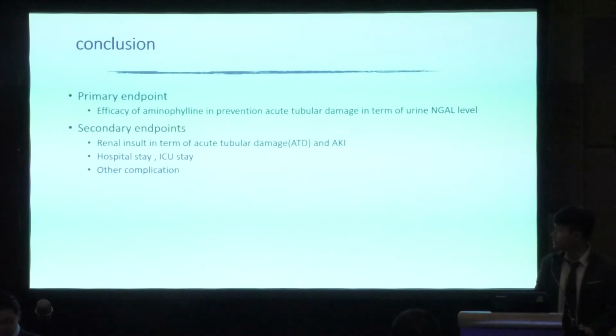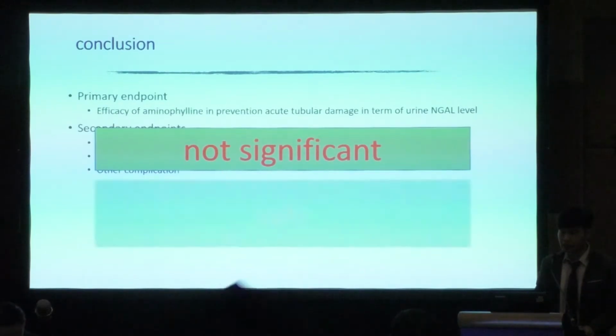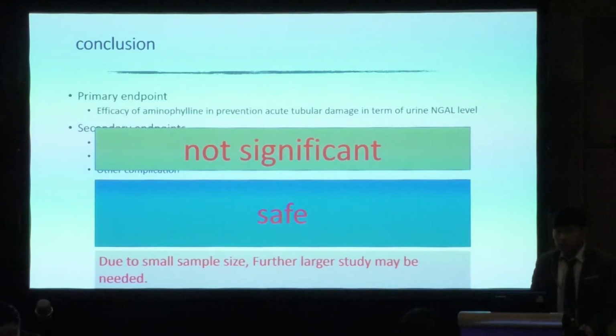So to answer our objective, we can conclude that aminophylline seems to prevent acute tubular damage, but is not significantly different compared to the placebo. However, aminophylline is safe in OPCAB patients. It results in less acute tubular damage and AKI, but still does not reach significance. Due to the small sample size as a limitation, a further larger study may be needed.